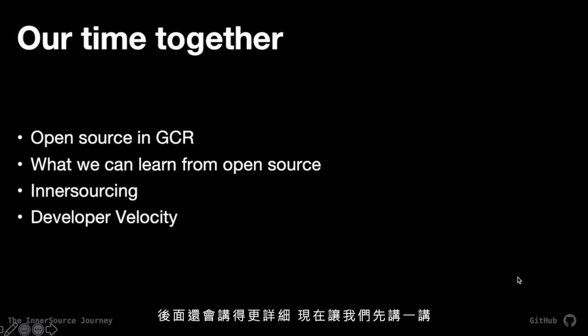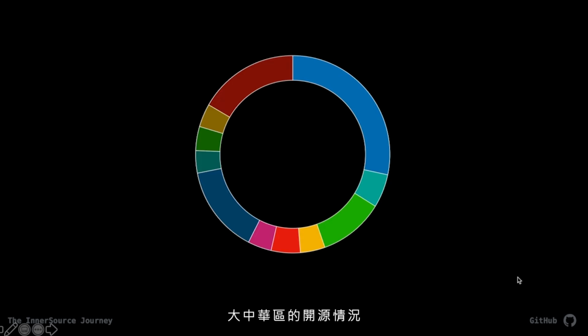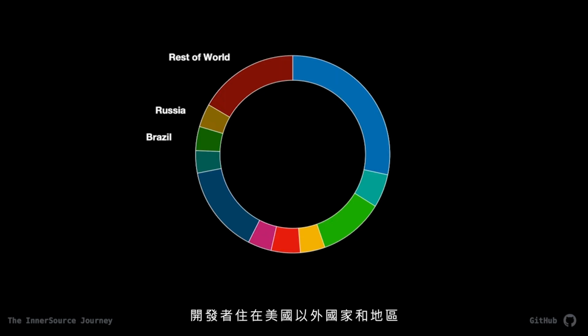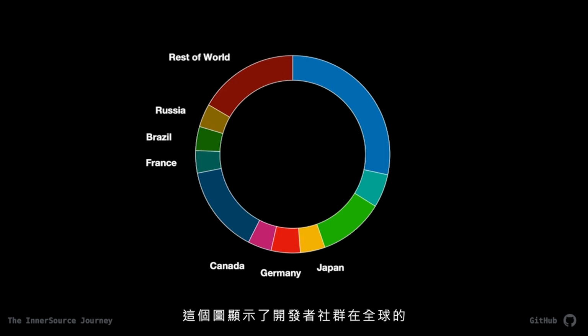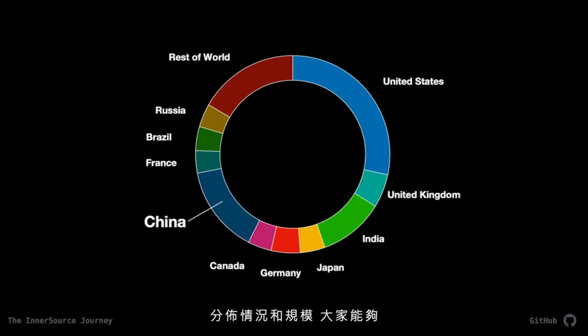Let's start a little bit talking about open source in the greater Chinese region. GitHub is a global community, but 80% of developers on GitHub live outside of the United States. This chart here shows the size of the developer communities relative to the whole around the world. As you can see, China is the second largest developer community on GitHub. They make up about 14% of the total platform.